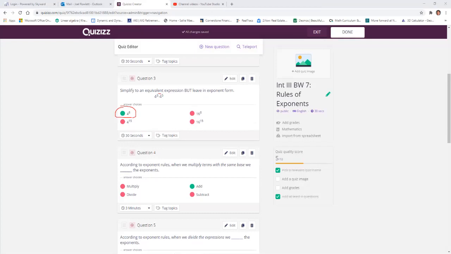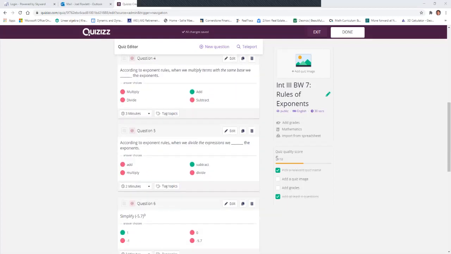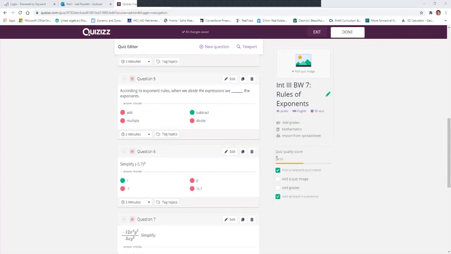Question number 4. According to exponent rules, when we multiply terms with the same base, we add the exponents. We've already done that a couple of times during this presentation. So when the bases are the same and we're multiplying, we add those exponents together. Question 5, according to exponent rules, when we divide the expressions, we subtract the exponents. If we're dividing, we subtract.